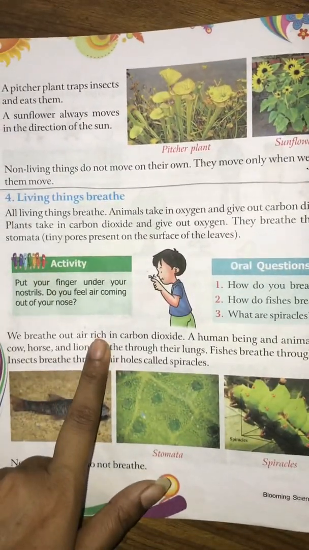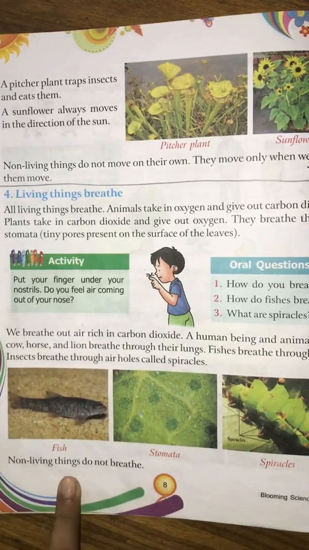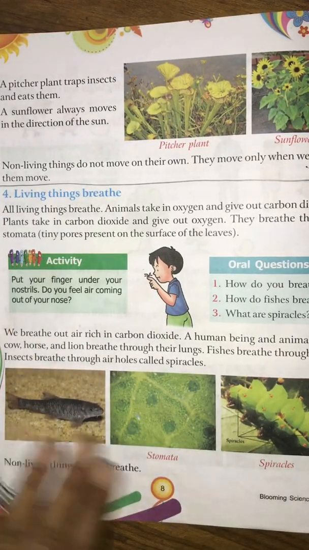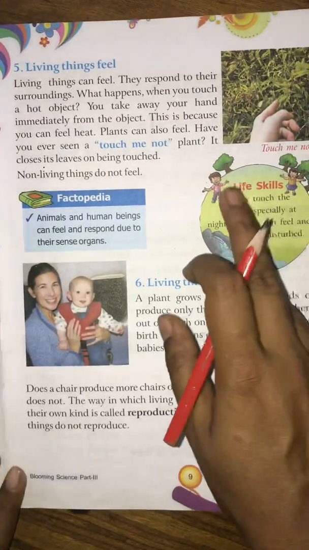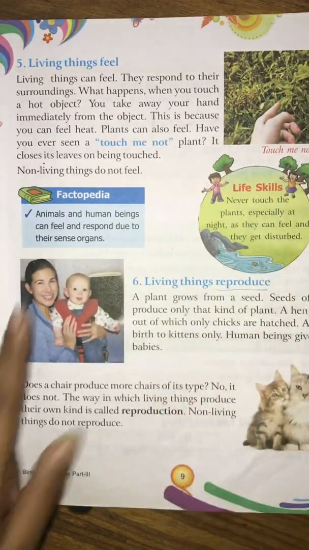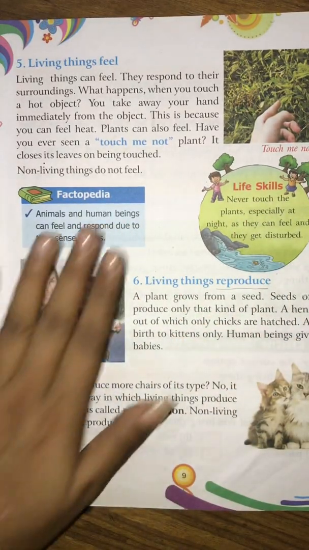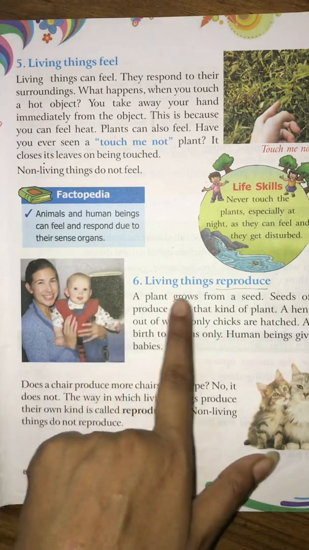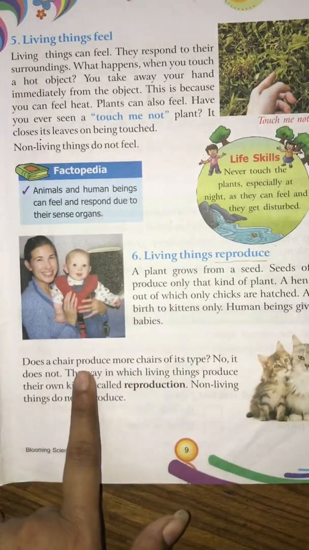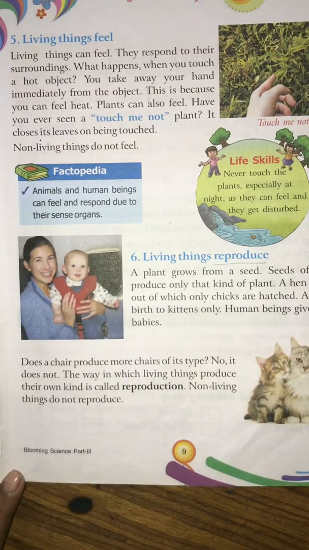Living things breathe, children, whereas non-living things do not breathe. A chair does not breathe. A fan will not breathe. A desk will not breathe. Living things can feel, whereas non-living things do not feel. Clear? Living things reproduce. Does a chair reproduce, children? No. Because a chair is a non-living thing, so it will not reproduce.